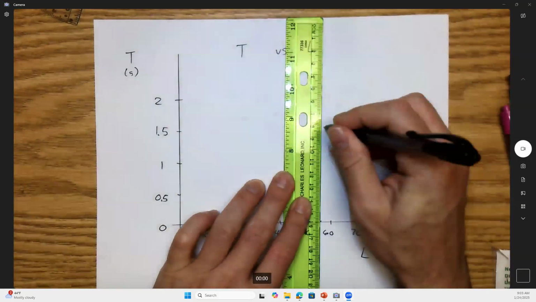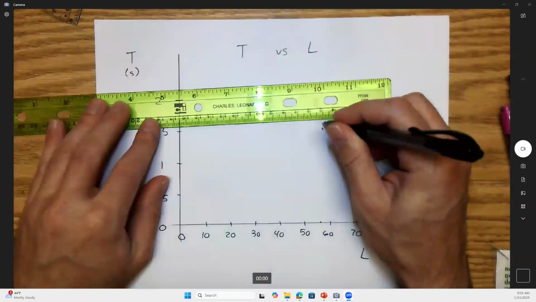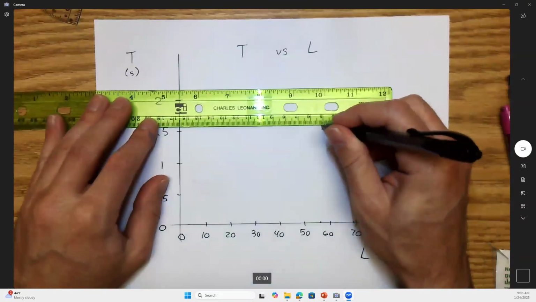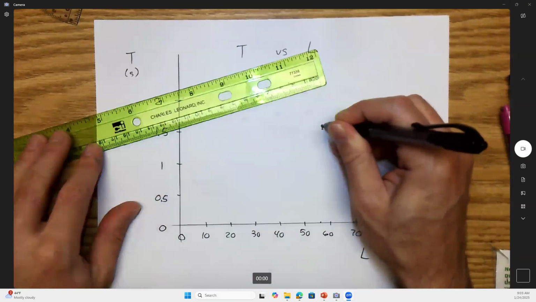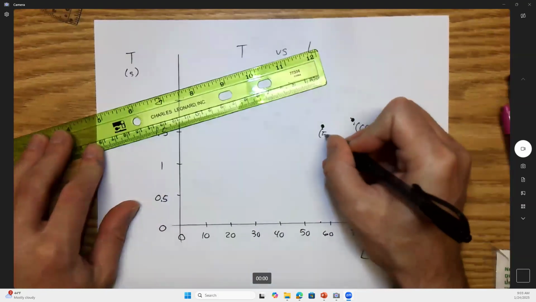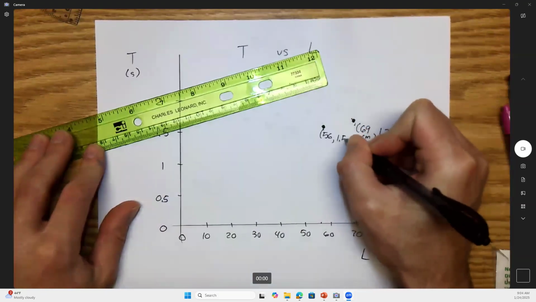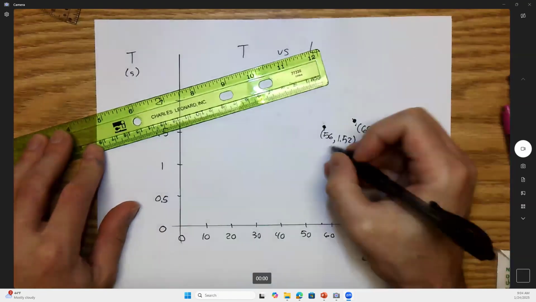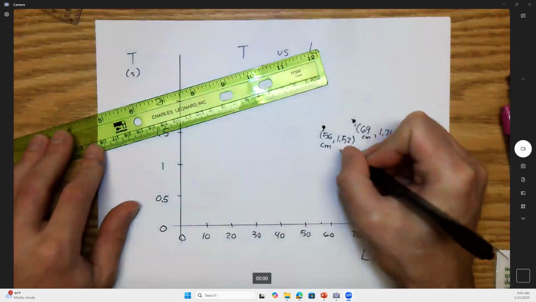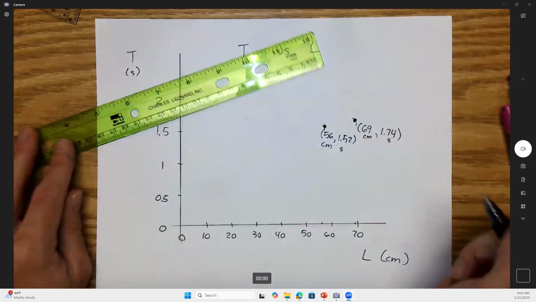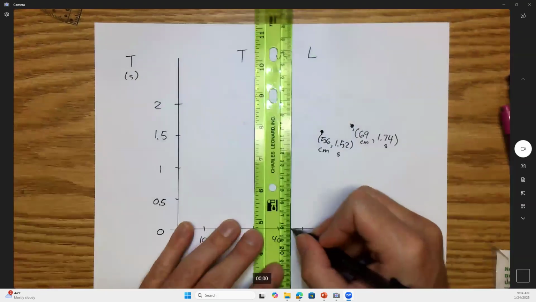56, 1.52. All right, so this is centimeters and seconds. All right, next coordinate. 45, 1.41.